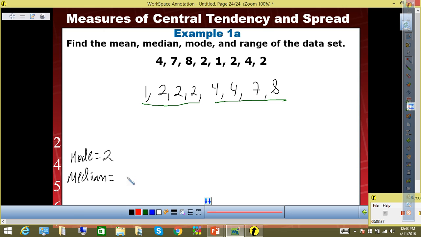Add 2 of the numbers. Which ones? Add 4 and 2, so 2 plus 4, and then divide by 2. That's how you find your median here. So this is 6 divided by 2, which is 3. So let's label that right here. And we're going to label this one Q2.